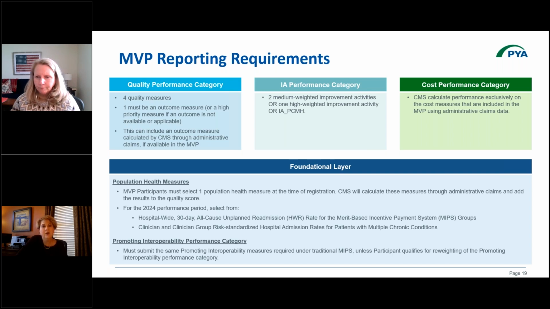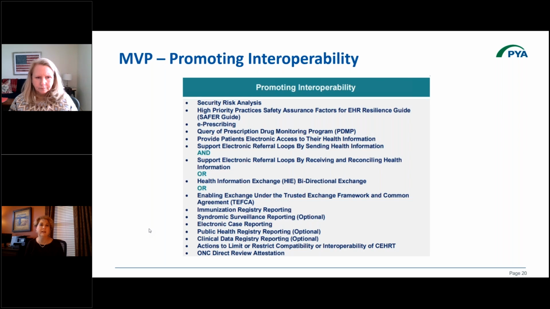The topics on the top, the quality, the IA, and the costs, are all specific based on that MVP. So if you were doing an MVP on women's health, the quality measures will all be pre-narrowed and pre-selected. You would choose 4 from the 15 that are available that are associated with women's health, one of which would be an outcome measure or a high priority measure. And you see some other information here. Same for improvement activities, and then cost is obviously handled in the background. So really it is saying that for each of those MVPs that you choose, here's your menu. You a la carte choose within that narrow menu related to that particular specialty.